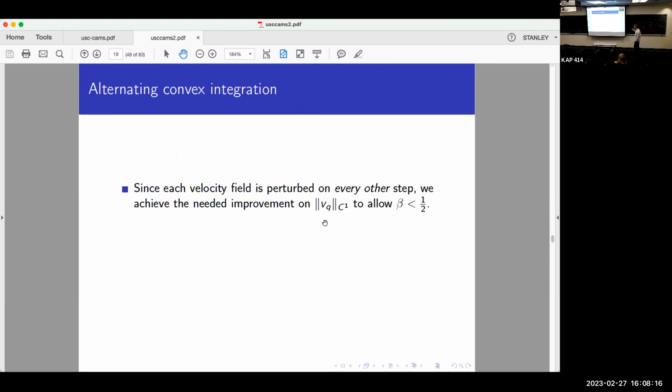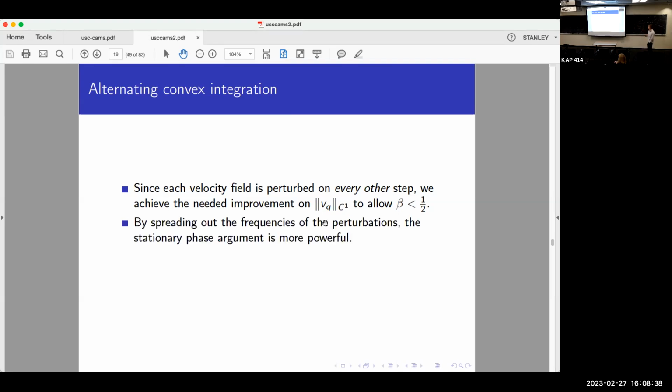What that leads to is essentially, since you're only perturbing V on every other step, the frequency of V is smaller than it is for normal convex integration because you essentially skipped the previous perturbation for that V. And that improvement on the C^1 norm of V leads ultimately to the improvement of the regularity of the solution. Basically what you're doing is making the sequence of frequencies more lacunary.